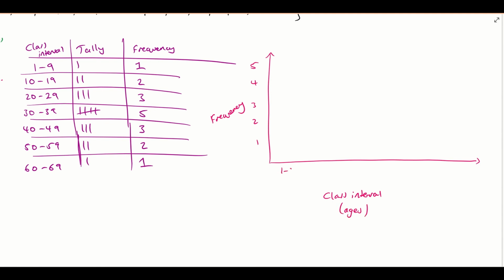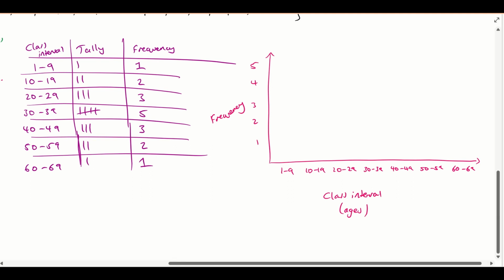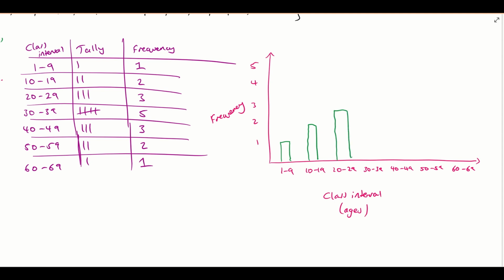So we have 1 to 9, we have 10 to 19, we have 20 to 29, 30 to 39, 40 to 49, 50 to 59, and 60 to 69. Well, the number of people we have in the 1 to 9 column is just 1. So we draw our column like that. 10 to 19, we have 2. 20 to 29, we have 3. 30 to 39, we have 5, so all the way up to there. 40 to 49, we have 3. 50 to 59, we have 2. So it's a little bit smaller. And 60 to 69, we have 1.